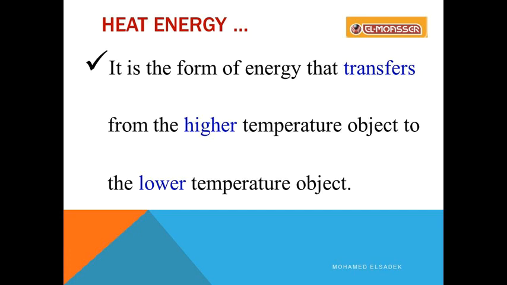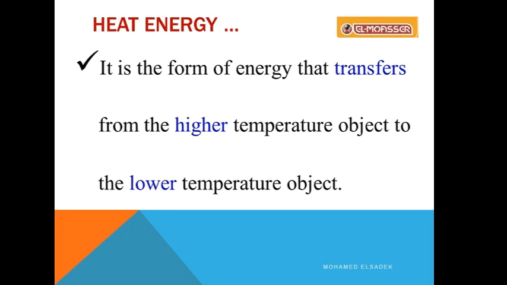ادي اول سؤال يجي لك في الامتحان او تاني سؤال على حسب ما يكون. احنا قلنا اول سؤال ايه؟ what is the uses of heat energy. تاني سؤال definition of heat energy او what is meant by heat energy. تالت سؤال complete: heat energy is a form of energy that transfers from higher temperature to lower temperature object. بتتنقل من الجسم الاعلى في الحرارة للجسم الاقل في الحرارة. ليه؟ because heat energy transfers from higher temperature object to lower temperature object.